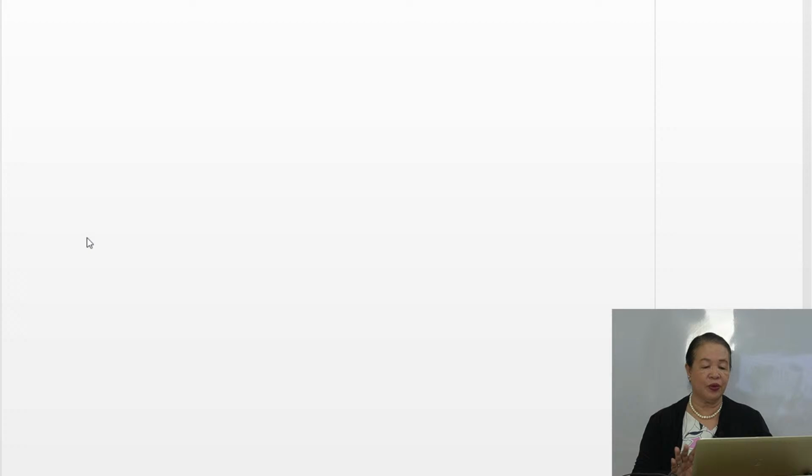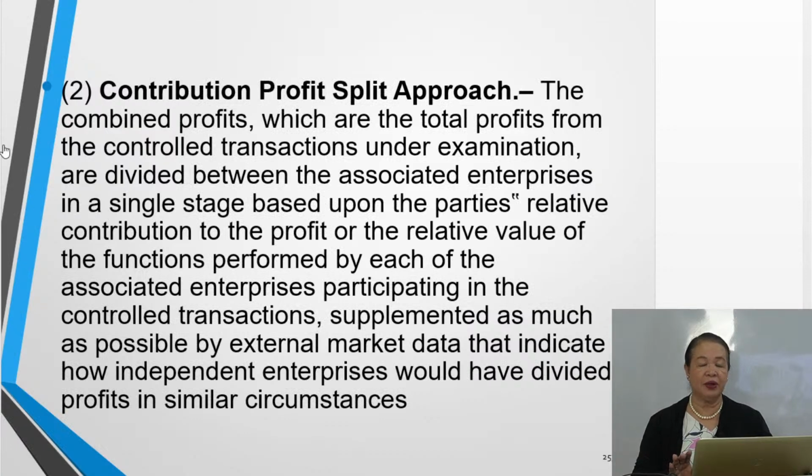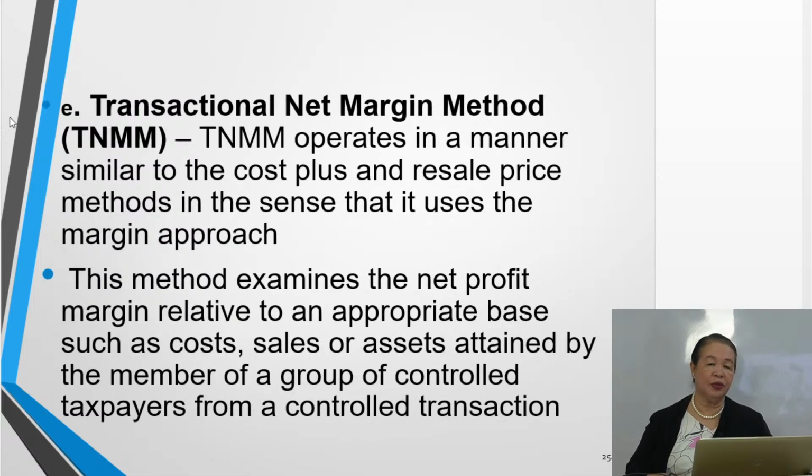Kaya nga tayo nagko-compare, no? At ang hinahanap natin pag nag-compare tayo na yung arm's length. Paano ba yung independent parties or enterprises dinidivide nila yung profit between them, no? Ang tawag doon arm's length, no, na pag-divide ng profit. So, yun po yung dalawang klase ng profit split.